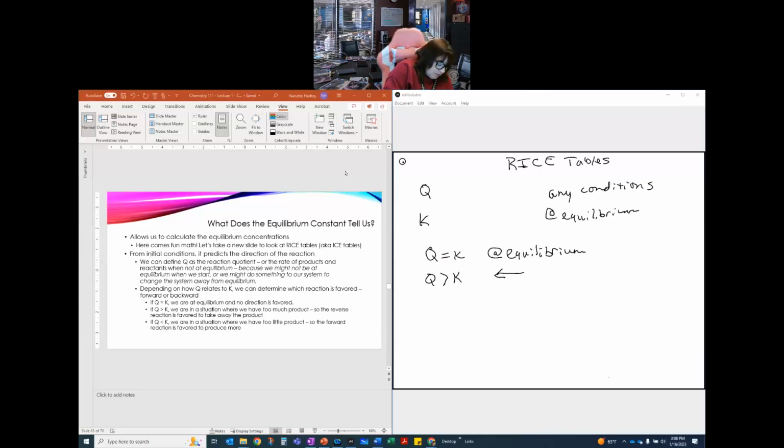Right? We also have Q less than K. If Q is less than K, then I don't have enough product yet. So I need to make more of it, and that means I need to go forward. Now, we will talk about quantitatively or qualitatively how these things happen, how we can make these changes, and why the system will shift either direction. But understand that this is what we're trying to do when we calculate Q, is to see what way I have to go to get to equilibrium.